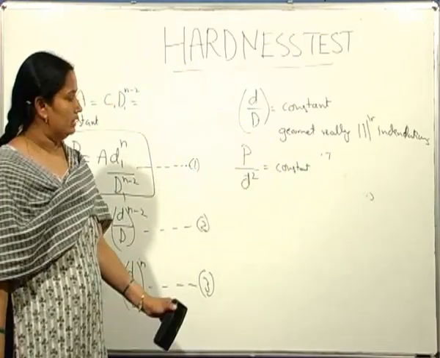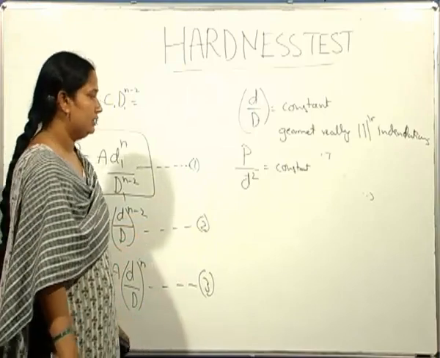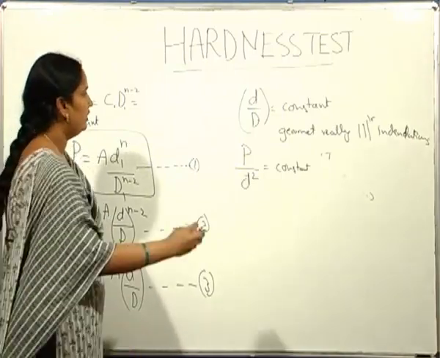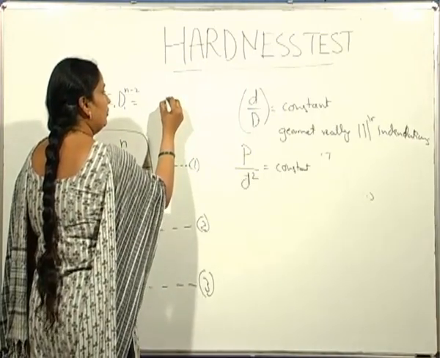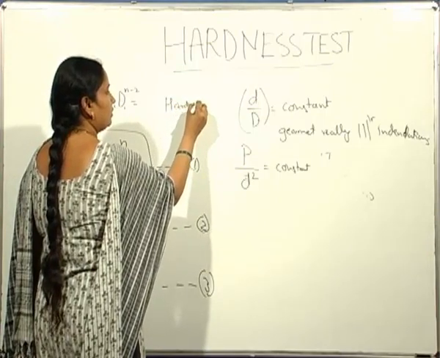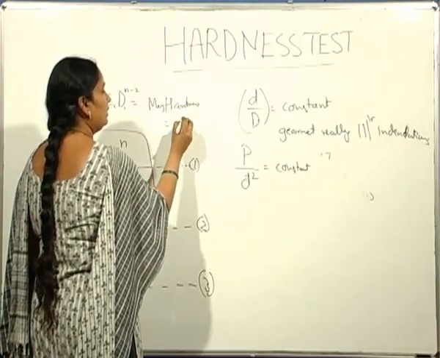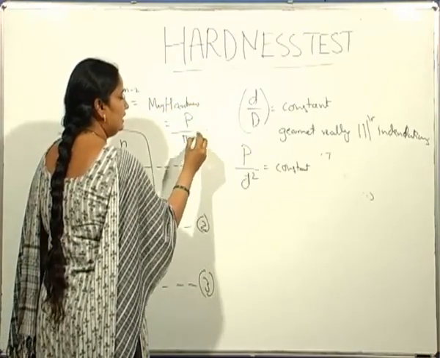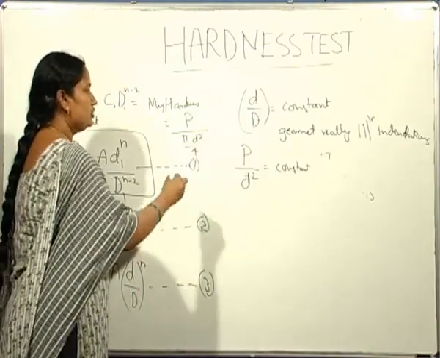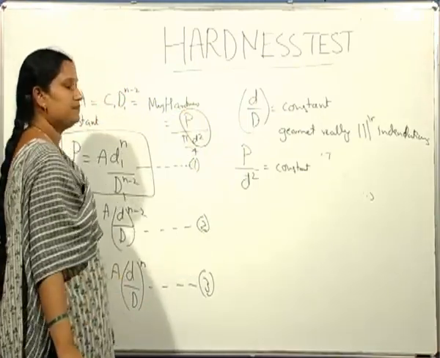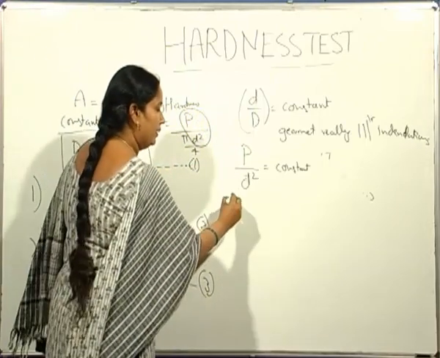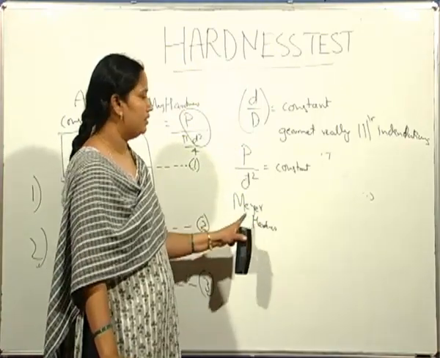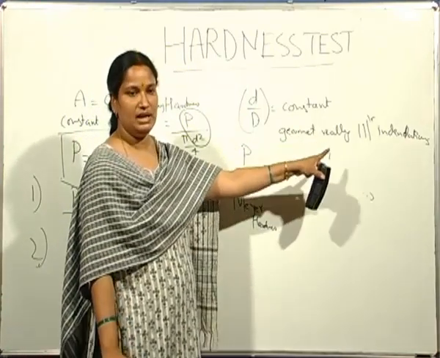From that equation, it is clearly understood that P by d square is related to Meyer hardness, where Meyer hardness is given as load divided by the projected area of indentation, that is pi d square by 4. So P by d square is constant, which means that it is related to Meyer hardness. This Meyer hardness value is constant for geometrically similar indentations.